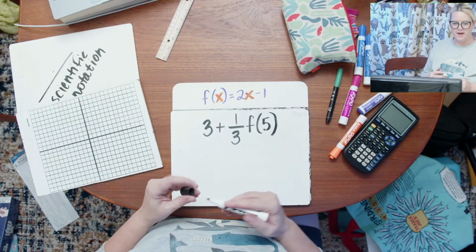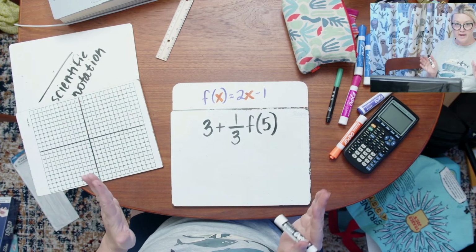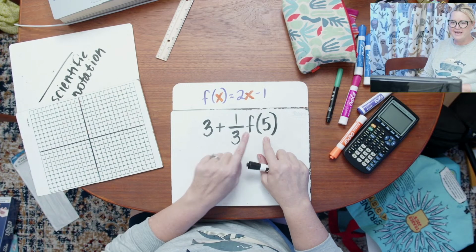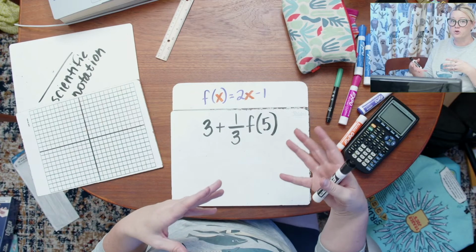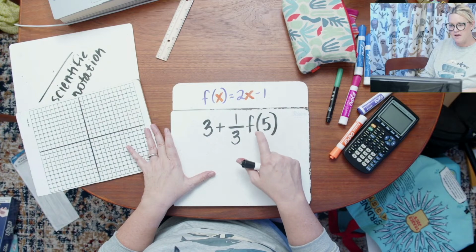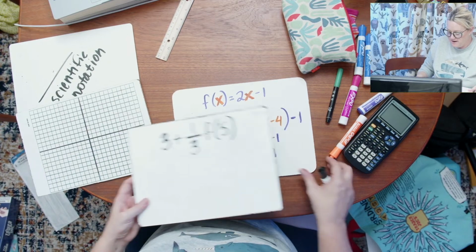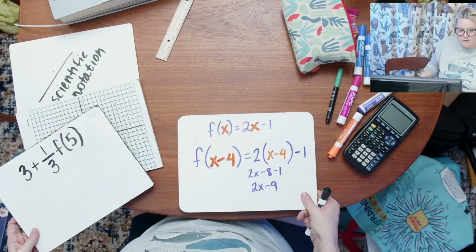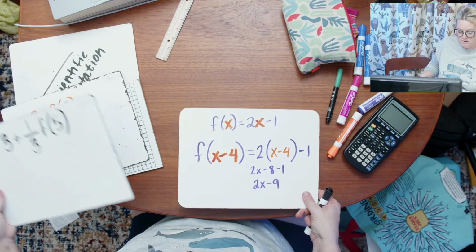Okay. So again, f of 5 is representing a value. So that's sort of like a grouping symbol. I want to make sure that I get the f of 5 first, right? So I'm still using that f of x equals 2x minus 1. Okay.